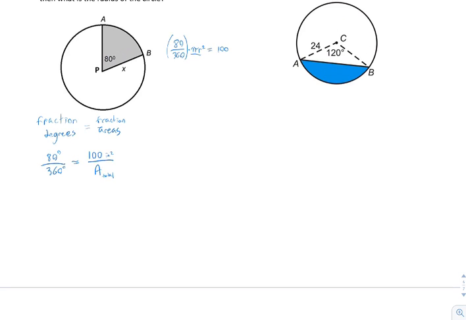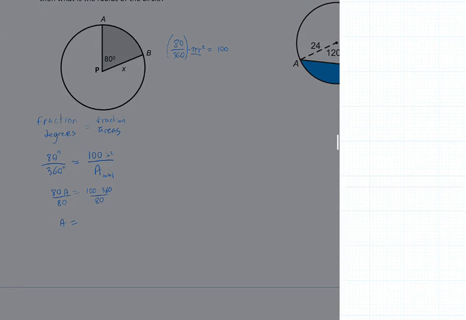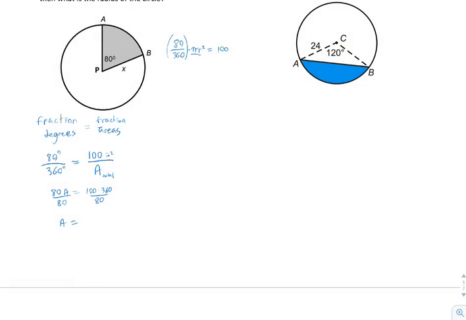So let's cross multiply. We get 80a equals 100 times 360, dividing by 80 on both sides. This time, rather than simplifying, I'm just going to find out what decimal that is. So 100 times 360 over 80, we get exactly 450. Okay, so we've got the total area of the whole circle is 450. So well, I know that the area is pi r squared, so I'm just going to say 450 equals pi r squared, and I'm going to solve for r.